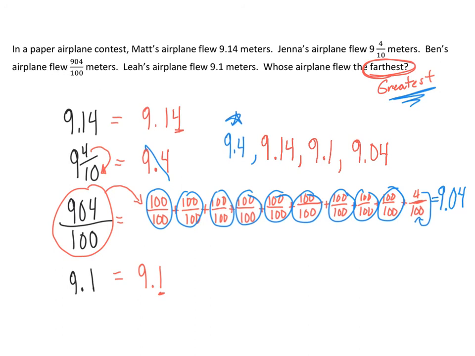So the one who got the biggest amount would be Jenna's airplane right there. Jenna's airplane flew the farthest.